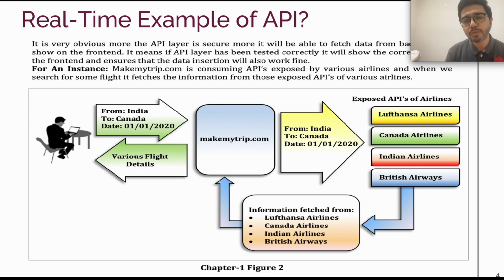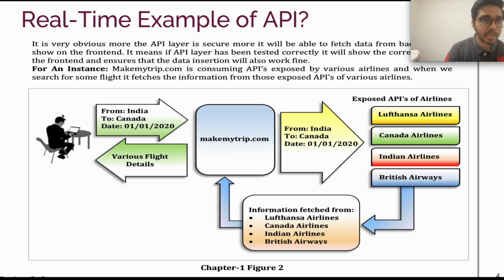In makemytrip.com, usually what we do, we book tickets. Let's say, for example, I want to book a ticket from India to Canada. Right now, Make My Trip will let me know what would be the prices of different airlines. So when I search India to Canada, Make My Trip will go and search the information from different airlines, like for example, Lufthansa Airlines, Canada Airlines, Indian Airlines, or British Airways. So now it will fetch the information from all those airlines, and then it will display that information to the user that is over here, who is sitting over here, right?